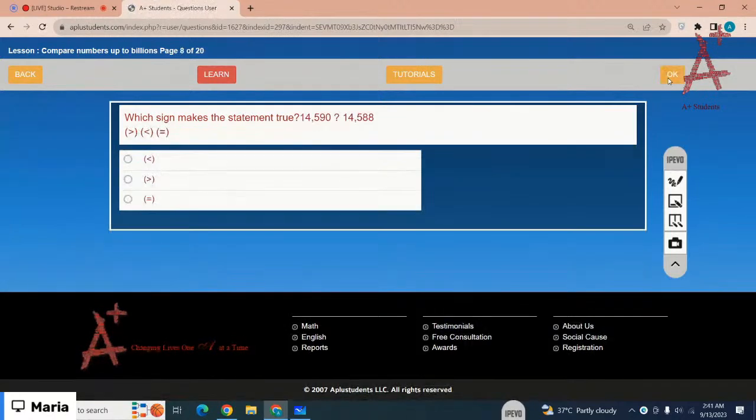Okay, which sign makes the statement true? 14,590 and 14,588. So which is the correct option? Yes, 14,590 is greater than 14,588.